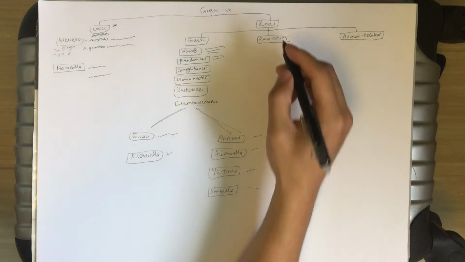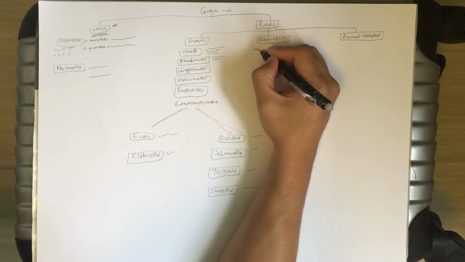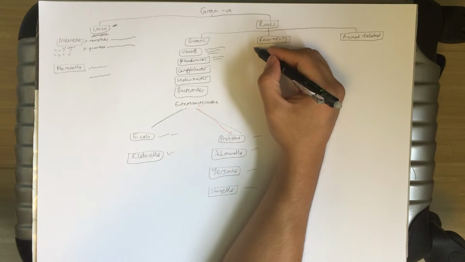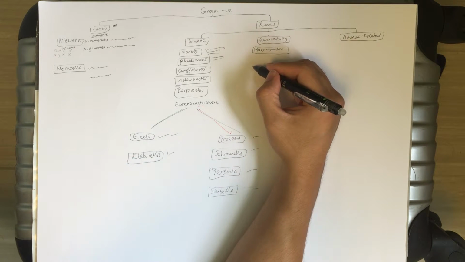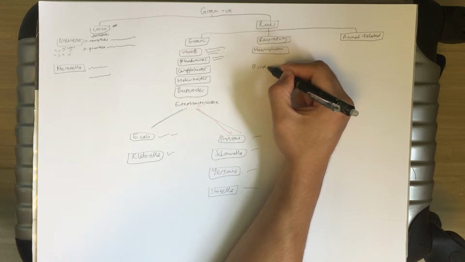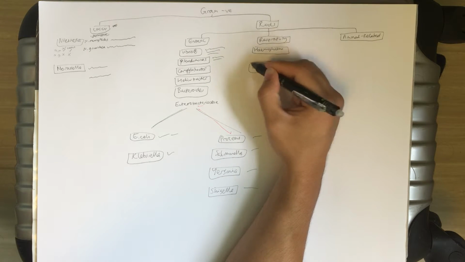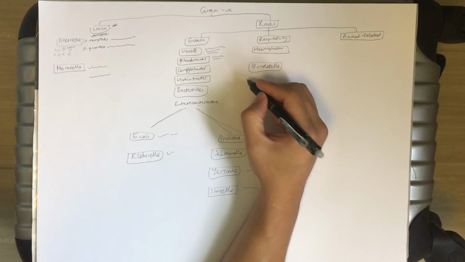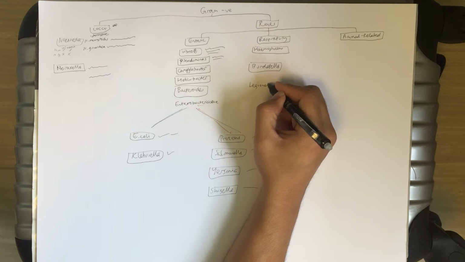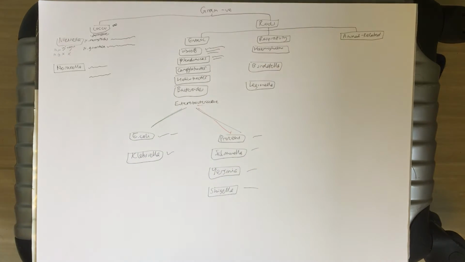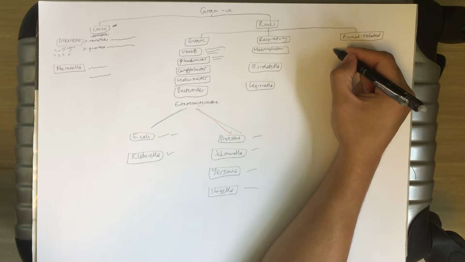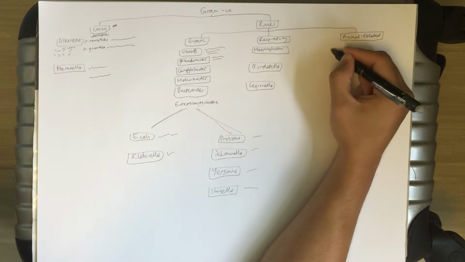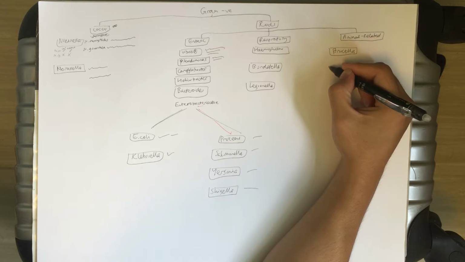Okay, so respiratory, you have Haemophilus influenzae or whatever. Then you have Bordetella, and then Legionella. Animal related, you can have Brucella, Francisella.